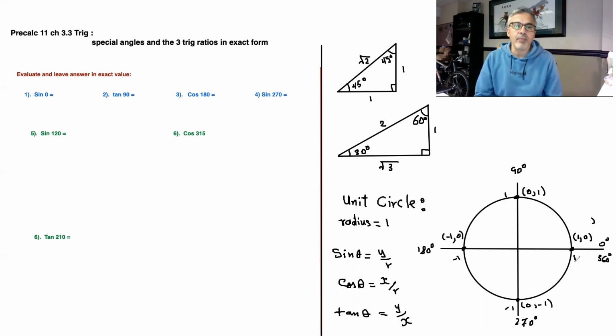So if I'm answering the first few questions here, the first one, sine 0. So look at the angle 0 right here. And the sine is the y value, so it'll be 0. The radius is always 1, so 0 over 1 is just going to be 0, and therefore sine 0 will be 0. Tan 90, so if you look at the tan is the y over the x. So the y is 1 and the x is 0, so it will be 1 over 0. And you know we cannot divide by 0, it's undefined. So tan 90 is undefined.